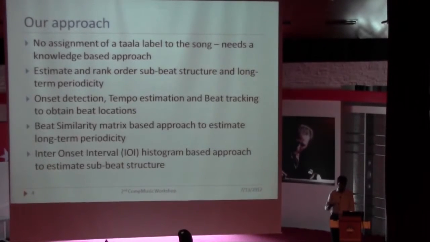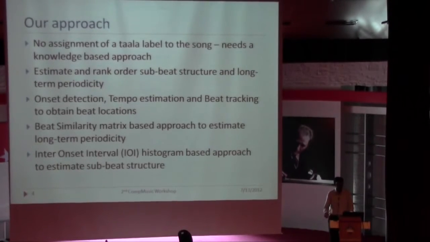Apart from this, to zoom into the matra level and see what the subbeat structure is, we go to the subbeat level and plot what's called the inter-onset interval histogram, which measures the time between onsets and plots a histogram over time. The structure in the IOI histogram then indicates to us the subbeat structure.